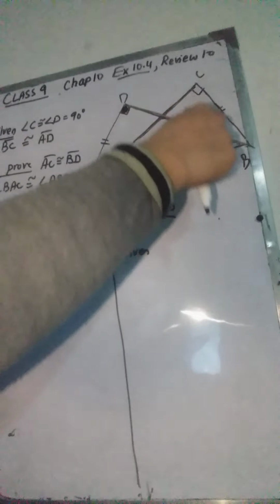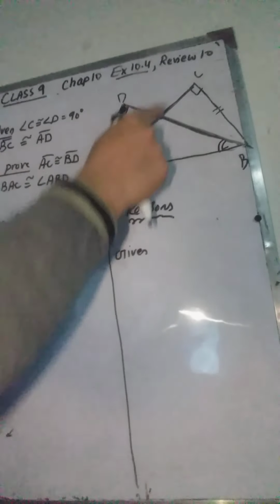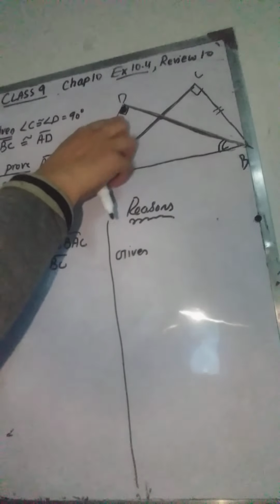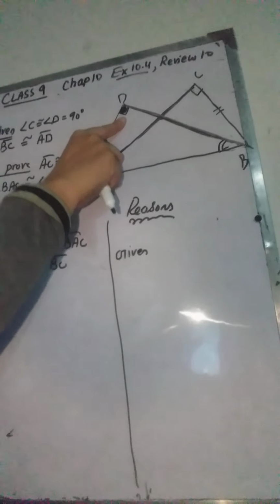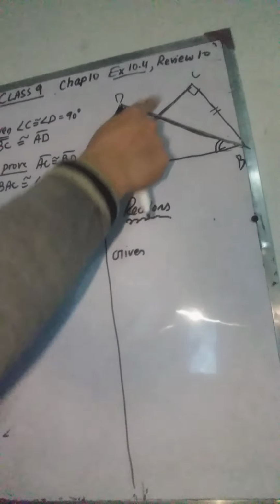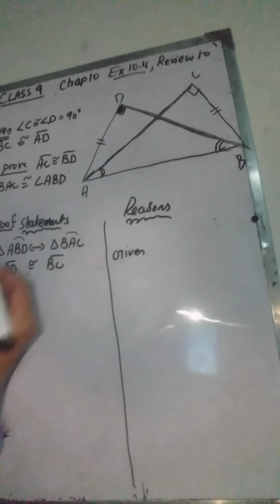Also AB is the hypotenuse of this triangle also, because in this triangle the side which is opposite to the 90 degrees is AB. Same is the case in this triangle. This 90 degrees is at the vertex D, and the side which is opposite to this vertex is AB. Similarly, the side opposite to the 90 degrees in this triangle is AB. So AB is the hypotenuse of both the triangles.